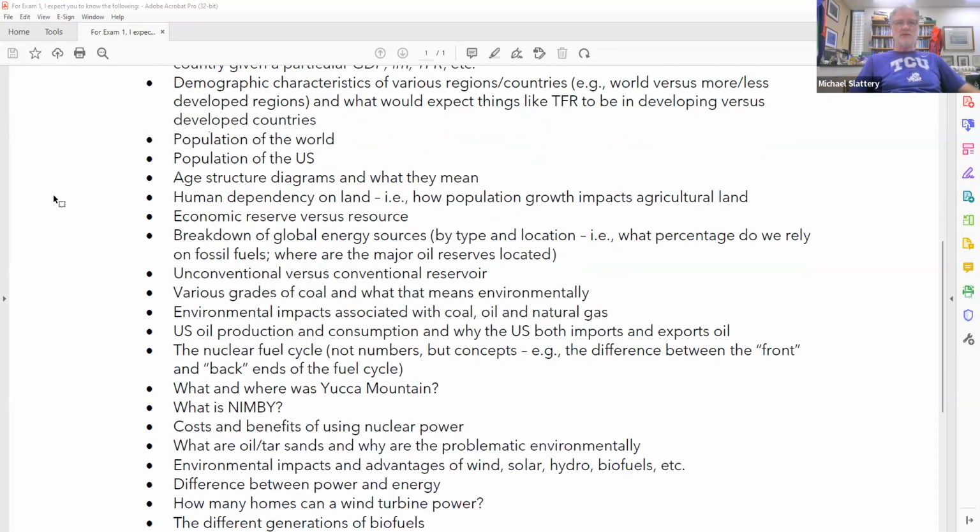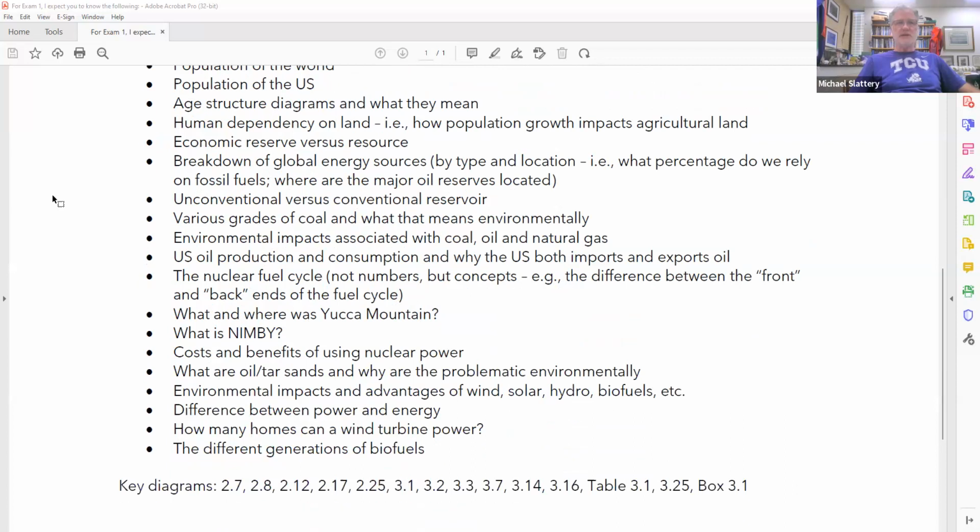Population of the world, population of the US, that's pretty straightforward. Age structure diagrams, what they mean, what is an expanding population and what is a shrinking population. And then that diagram at the end of chapter 2 that talks about the human dependency on land, right? So the implications of population growing while still keeping 1.5 billion hectares under agriculture.